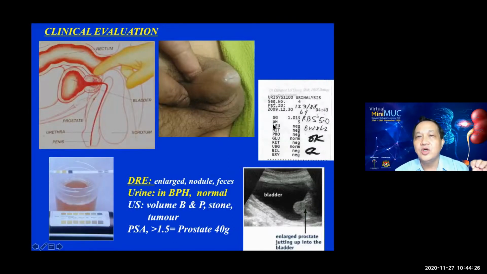And of course, we always do a urine test. I think that every patient who has LUTS must have a urine test. And you can just do a dipstick, put it in the machine, and you produce the results. Check the blood pressure, check the blood sugar, check the pulse rate, check the body weight, minimum data.